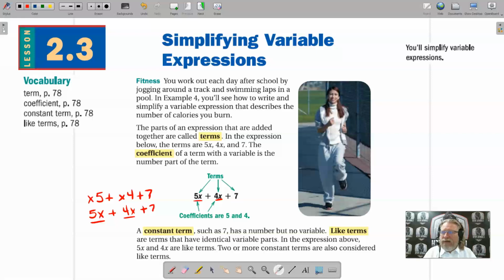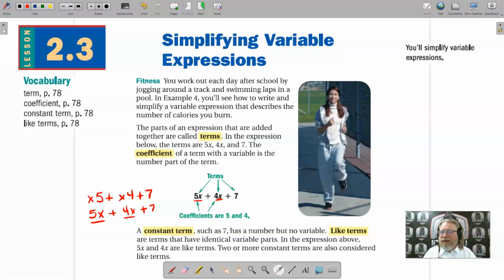However, 7 is always going to be 7. It's constantly going to be 7. Therefore, we call it a constant. So a constant term such as 7 has a number, but it has no variable. And the reason we call it a constant is because it's going to consistently be that value.